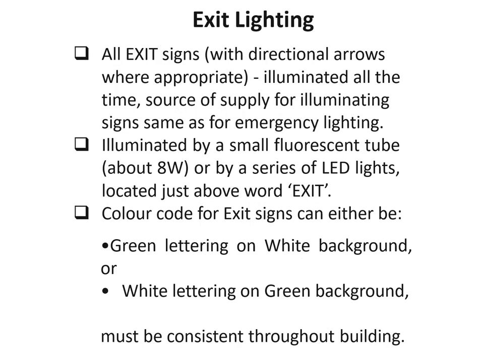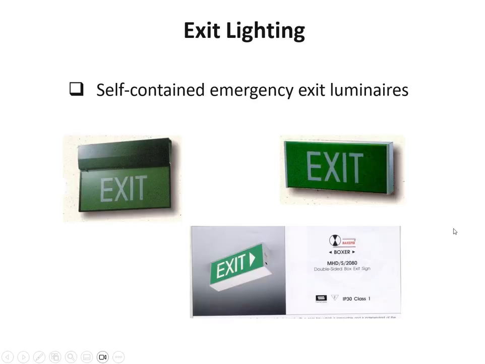This one you can read off. It's usually green lettering on a white background or white lettering on a green background. But if you are using one type, the type that you have specified shall be consistent throughout the entire building, so that you won't have a situation whereby on one story it uses green lettering on white background, and on another story it's white lettering on green background. It should be consistent throughout the entire building. This is how it looks. It's self-contained, and very obviously it points to where the exit is.